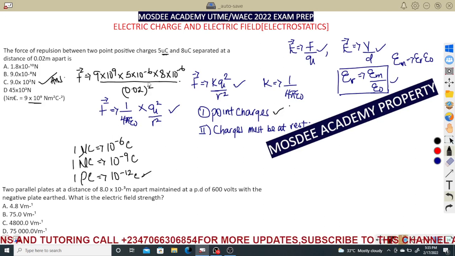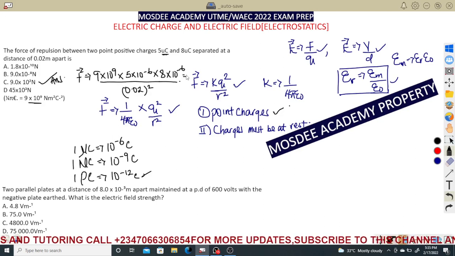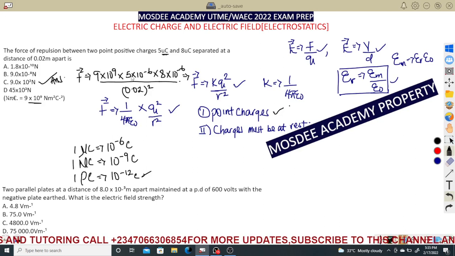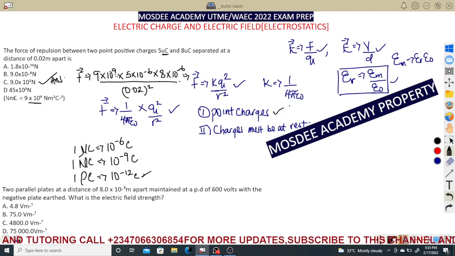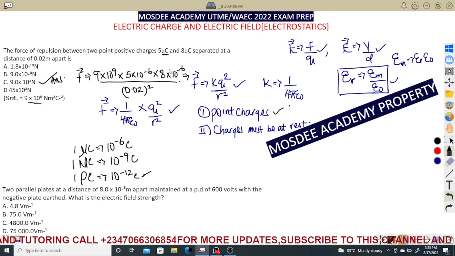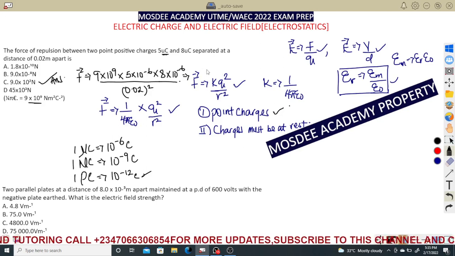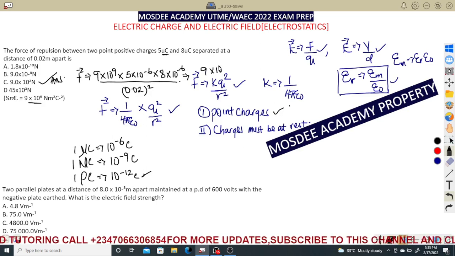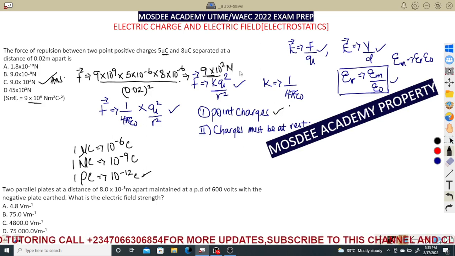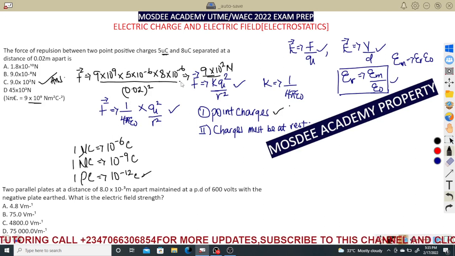If you are not so good at this, try as much as you can and do it one by one, the way you are used to. 9 times 5 times 8. Then the indices: 9 minus 6 minus 6 is minus 3, and with the 12 you do it one by one. If you do it well, you get 9 times 10 to the power 2 newtons. My answer was 900, which I convert to 9 times 10 to the power 2 newtons. So that is a simple question.